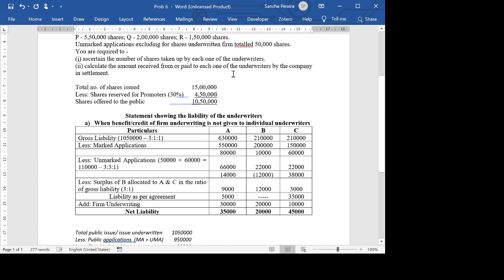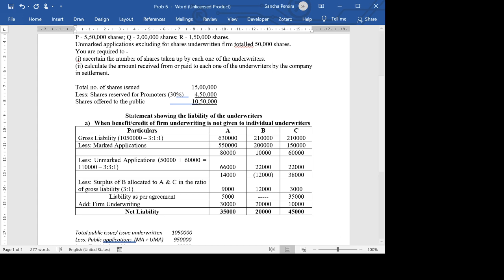The second thing is calculate the amount received from or paid to each one of the underwriters by the company in settlement. What does this mean? Calculate the amount received from the underwriters or paid to each one of the underwriters by the company in settlement. What do the underwriters have to pay the company for? Can anyone tell me?